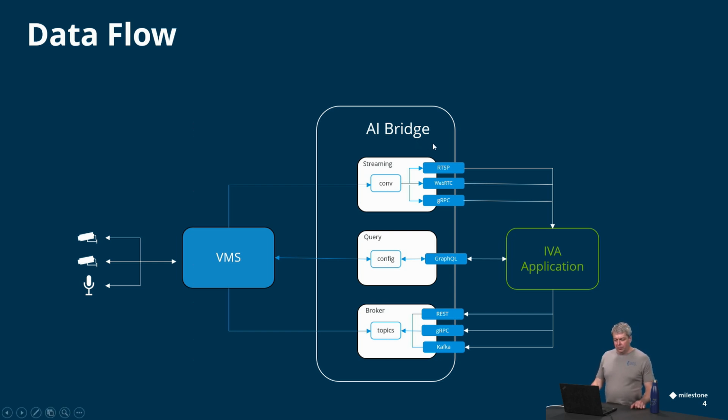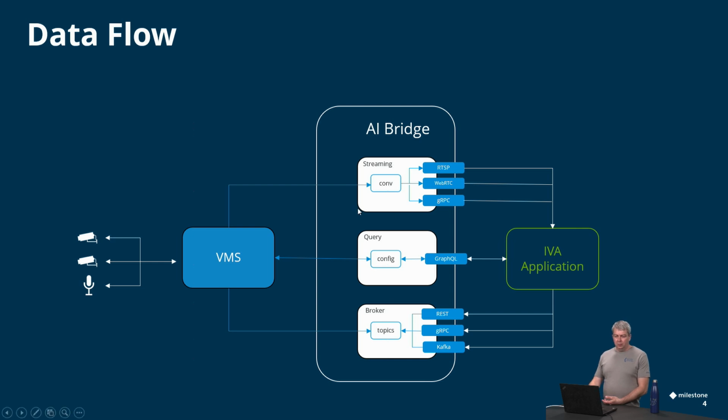Streaming, here we support 3 protocols: the RTSP protocol, WebRTC, and gRPC. So no matter what codec the camera is sending in, the AI Bridge will be able to take the stream and transfer it to the codec which the intelligent video analytics application will be needing.